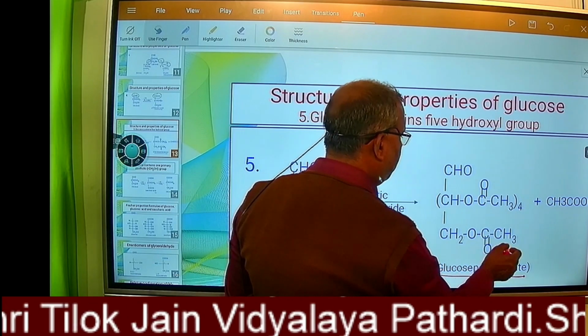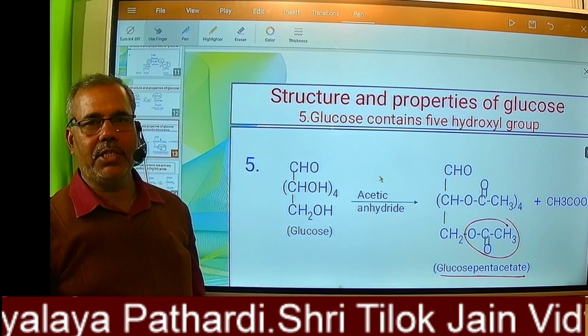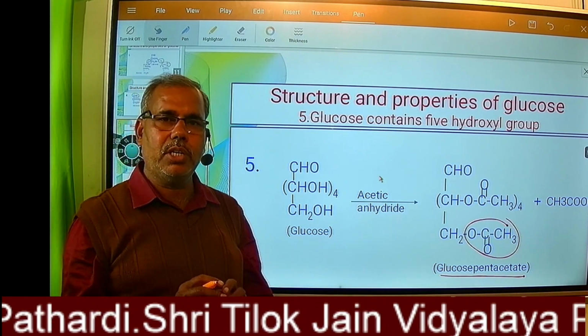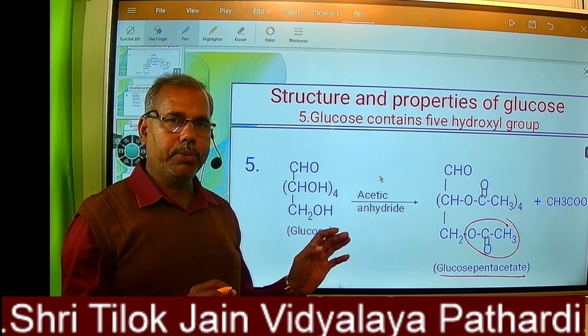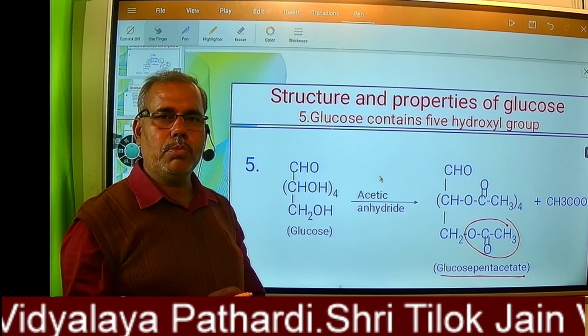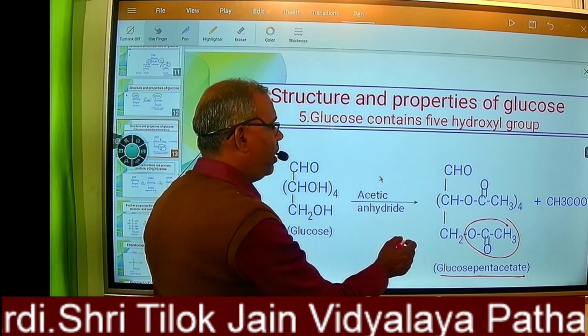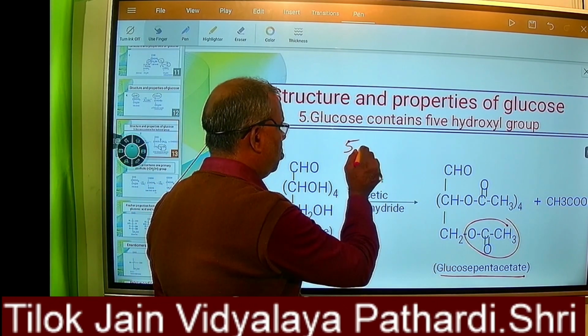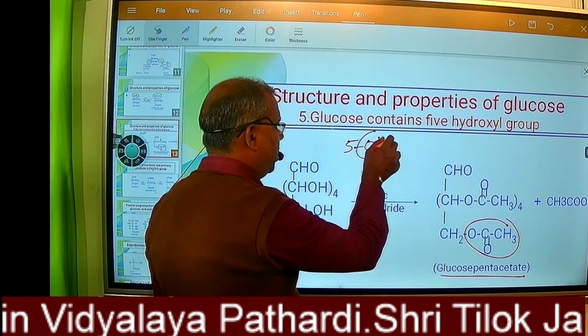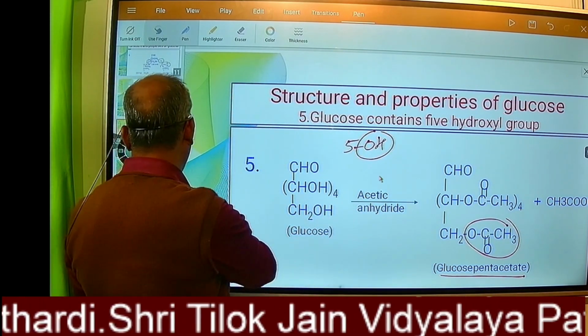So this type of ester group is formed here. So it gives glucose pentaacetate. That means 5 acetate groups, ester groups, are formed in this molecule. This means the glucose molecule contains 5 hydroxyl groups. Hydroxyl means OH group. So it might contain 5 hydroxyl groups. So this was proved in this reaction.